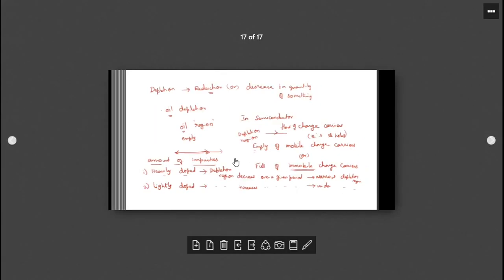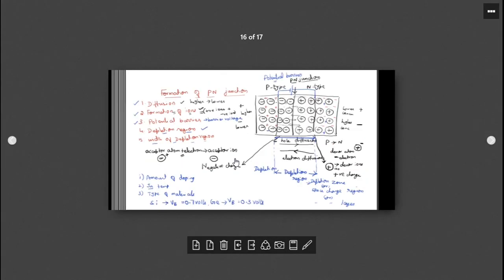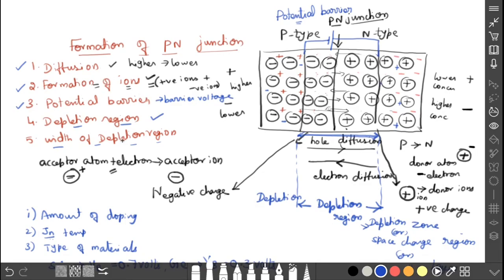Now you see, to form the PN junction, I explained the 5 steps. We have discussed them one by one in detail. So just go through this.